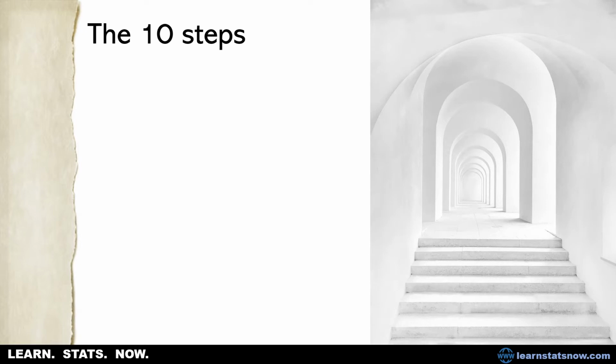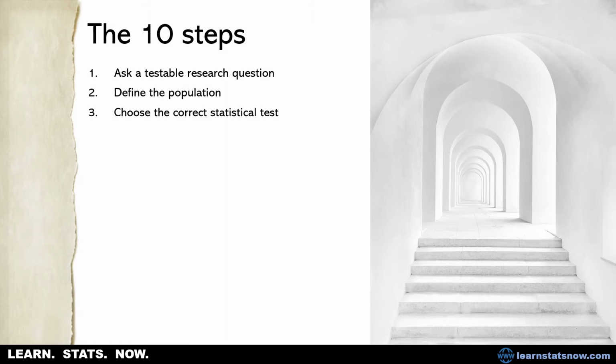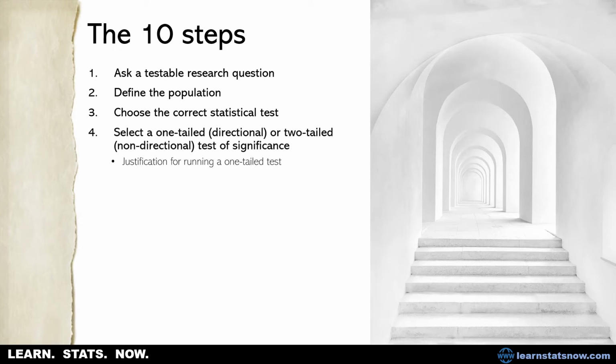Okay, now I'm going to go through 10 steps. That sounds horrendous. It's really not that bad. They go pretty quickly. But there are 10 steps really for you to consider when doing hypothesis testing and subsequent theory revision. Okay, first of all, you're going to ask a testable research question. Okay, we have to ask questions that we can actually test using our methods. The second is we're going to define the population, and we get to choose how to do that. We're then going to choose the correct statistical test to run.